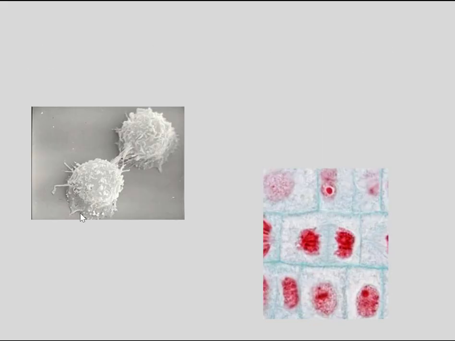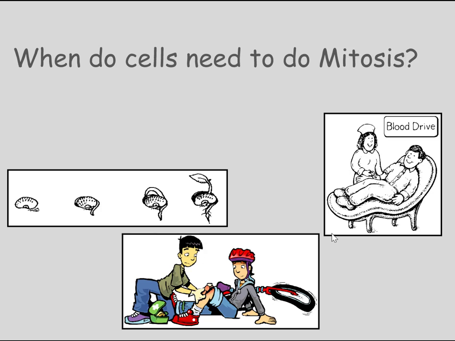Well, this is what's happening. Animal cells, they're pulling apart. And then plant cells, they're building another wall. So our body is constantly going through this process. Why? What is the point of mitosis?